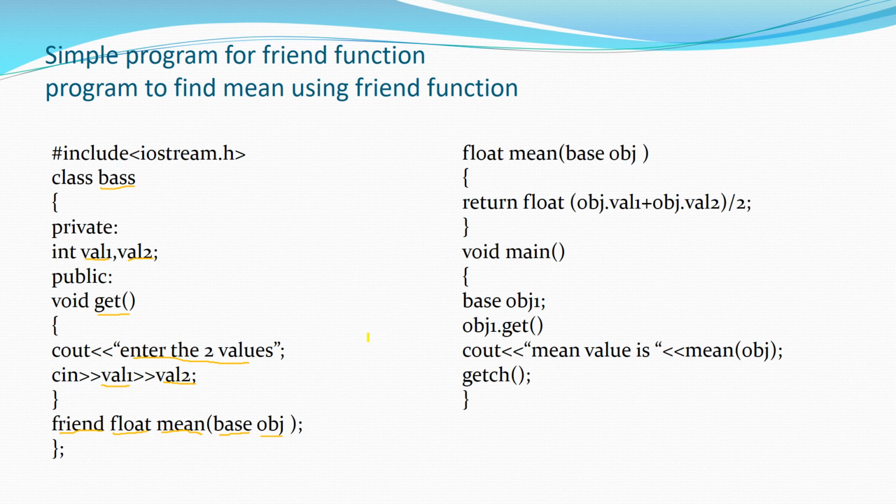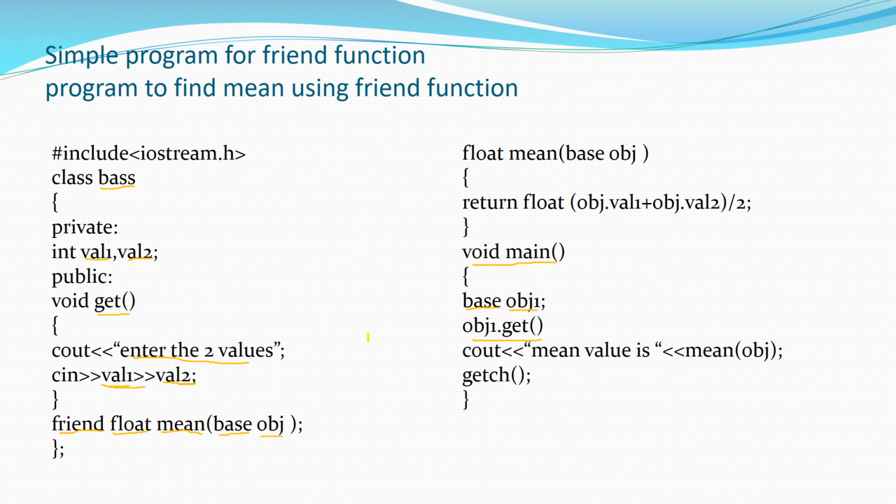Now let us start the main program. Void main. I have created a normal object, where base is a class name and object1 is an object, which is created to access the member function of a class. Object1 is used to access the member function of a class. We can directly access object1.get. Once I access it, the member function belonging to the base class is automatically accessed, telling the get function to enter the two values. Two values are being entered.